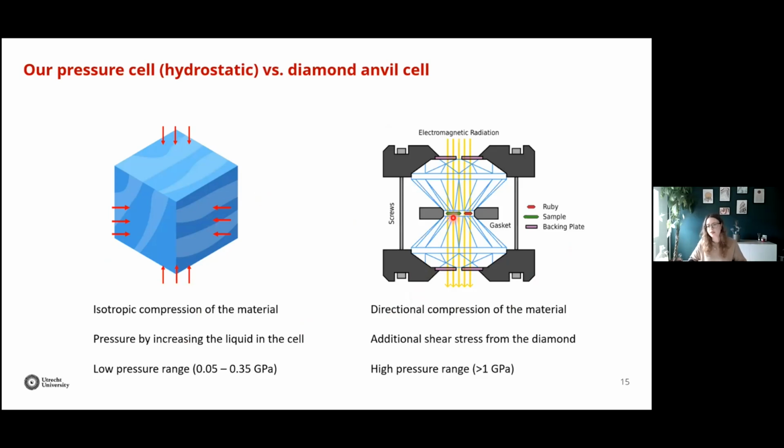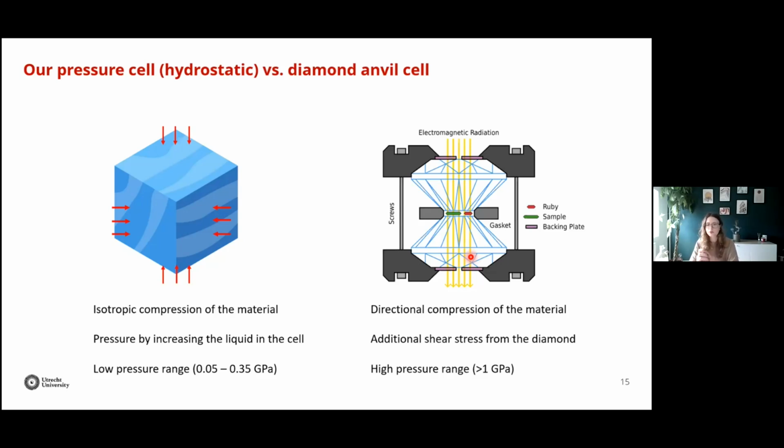So the main difference between the two systems is that the pressure in our case is isotropic, meaning that the pressure applied from the liquid is the same in all directions. In the case of the diamond anvil cell, you have a directional compression, because you have 2 diamonds and you basically squeeze your material from the top and from the bottom. So it's really along a certain direction. In addition, you might have some shear stress that comes from the high pressure and the contact between the diamond and the surface of your perovskite.